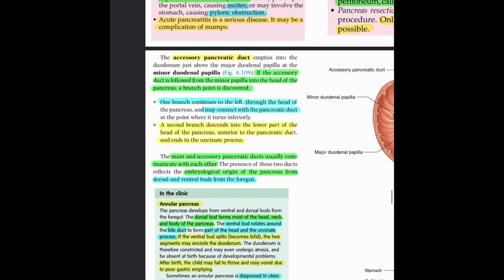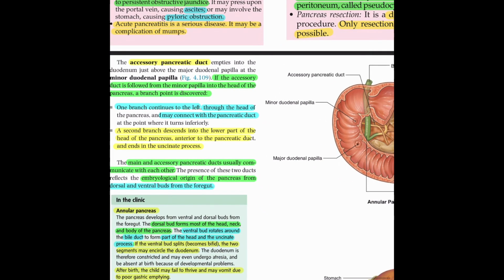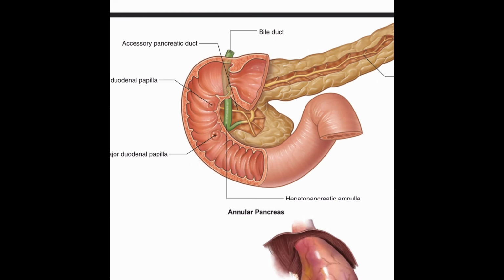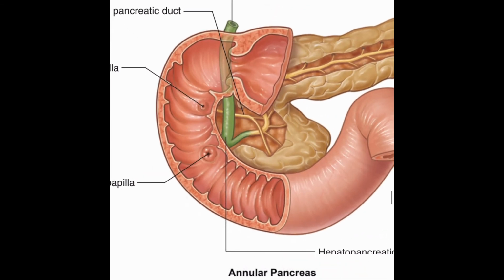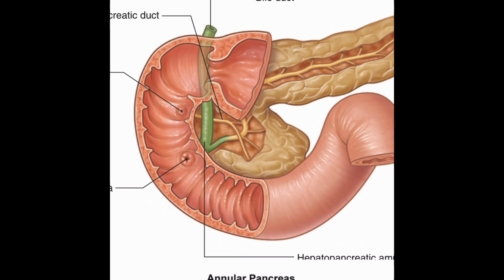Okay, so let's talk more about the accessory pancreatic duct here. How is the accessory pancreatic duct formed? If you follow it from the minor duodenal papilla, in this diagram, we have the minor duodenal papilla, which is cranial and ventral to the major duodenal papilla. Now, if we follow it, we can see a branching point here, from which it divides into two branches. One branch communicates with the pancreatic duct, and the other branch runs in anterior relation to the pancreatic duct and goes into the substance of the uncinate process.